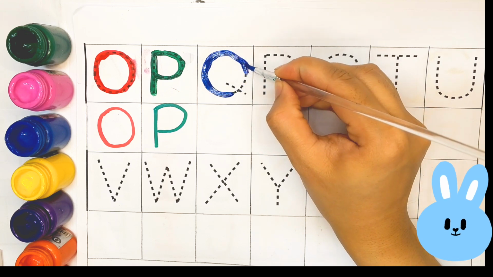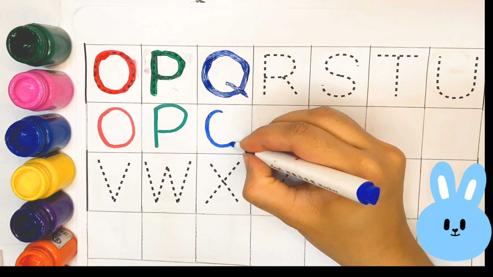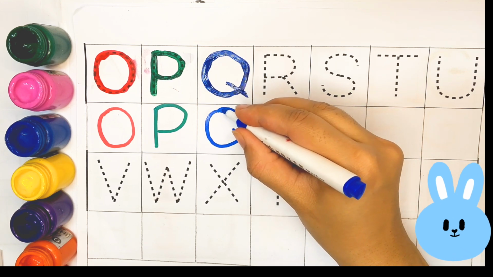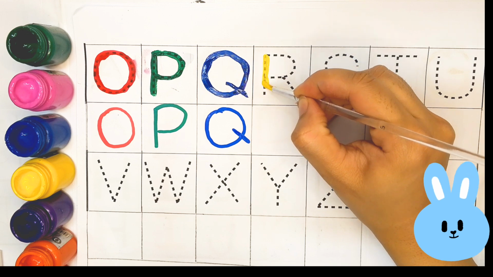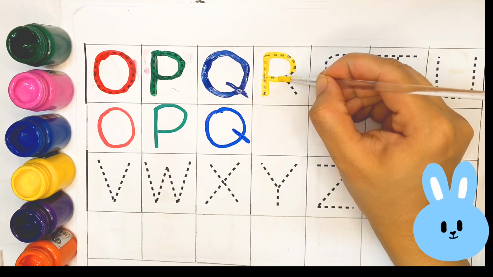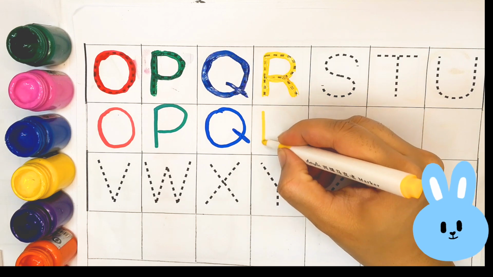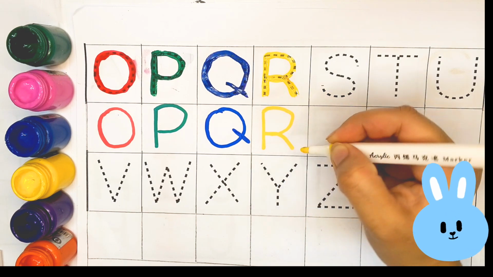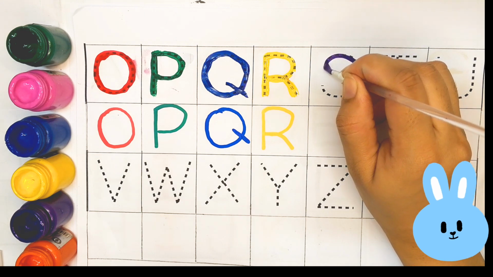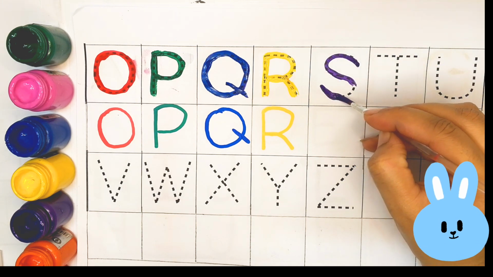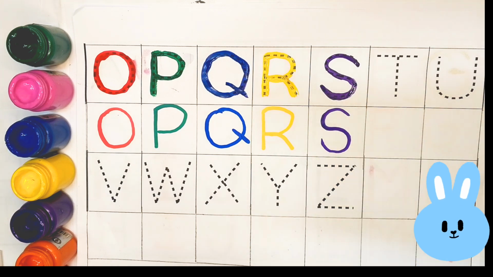Q. Q is for queen. Queen. R. R is for rainbow. Rainbow. S. S is for star. Star.